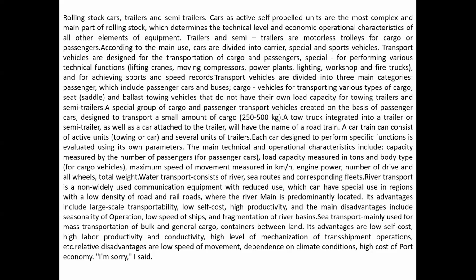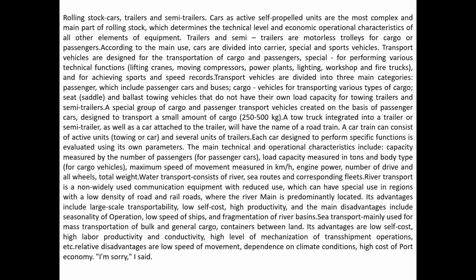According to the main use, cars are divided into transport, special, and sports vehicles. Transport vehicles are designed for the transportation of cargo and passengers; special ones for performing various technical functions, such as lifting cranes, mobile compressors, power plants, lighting, workshop and fire trucks; and sports ones for achieving speed records. Transport vehicles are divided into three main categories: passenger, which include passenger cars and buses; cargo vehicles for transporting various types of cargo; and towing vehicles, which do not have their own load capacity and tow trailers and semi-trailers.